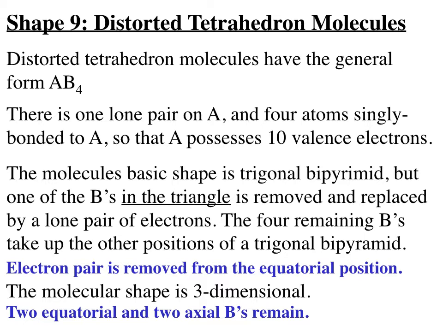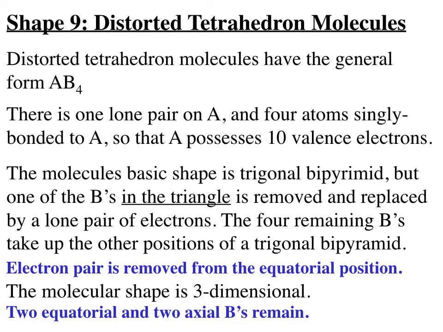I have 3 equatorial B's around the 120 degree equilateral triangle in the middle of the molecule. And above and below that I have 2 axial B's, 90 degrees above and below.